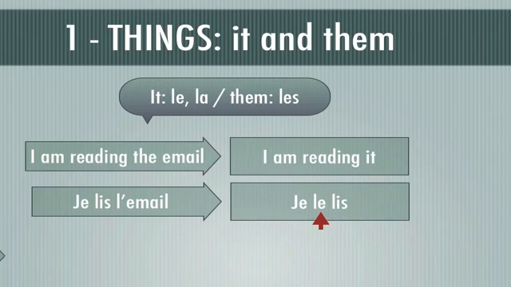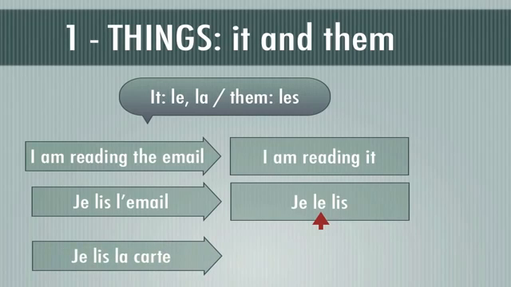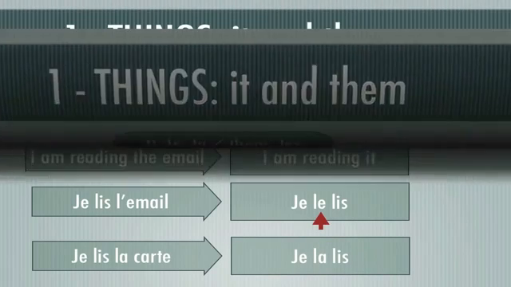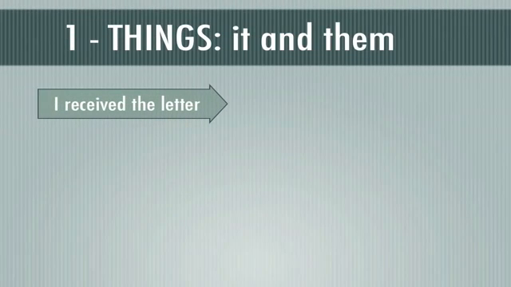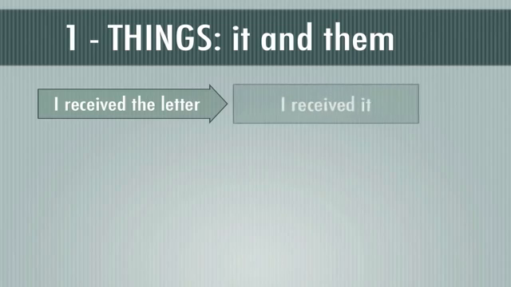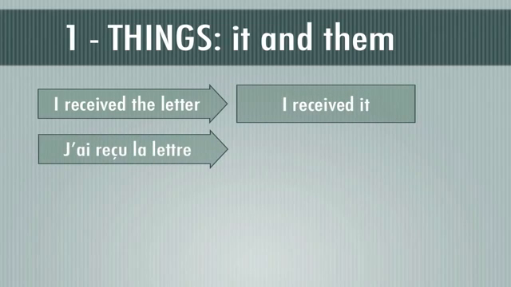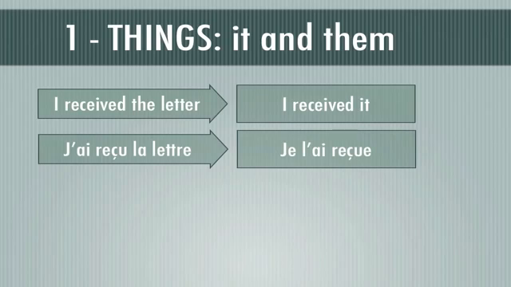It's a rule. Let's take another example with a feminine word. Je lis la carte. So I'm sure that you can guess how to translate this sentence now. Je la lis, of course. Let's take an example with the L apostrophe. I received the letter. I received it. J'ai reçu la lettre. And we will say je l'ai reçu because the verb to have starts with a vowel in French, so we will use L apostrophe.